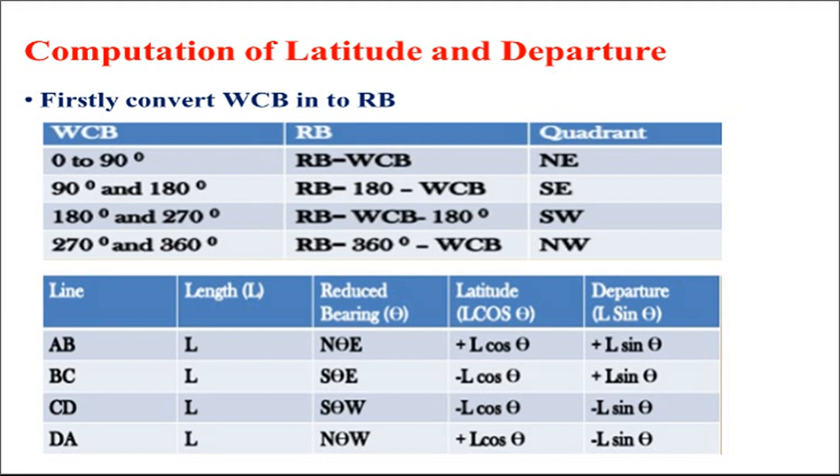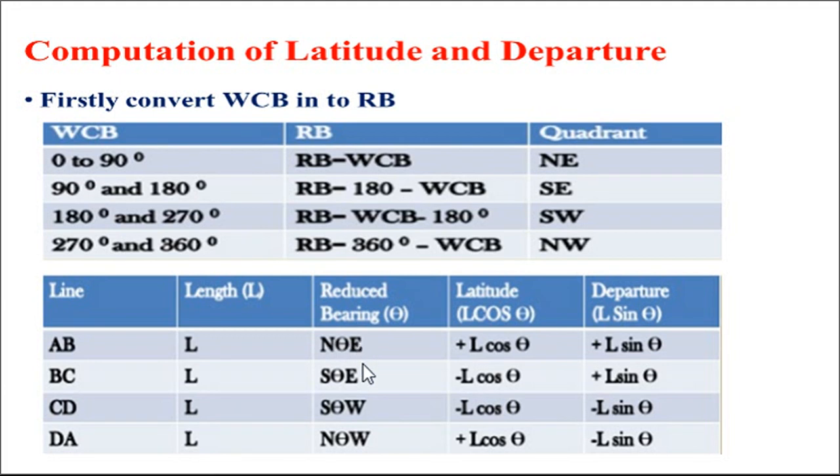So suppose there are various lines, say AB, BC, CD and DA, and say lengths are capital L for all the lines, then for line AB, when it is in first quadrant, then it is NE.